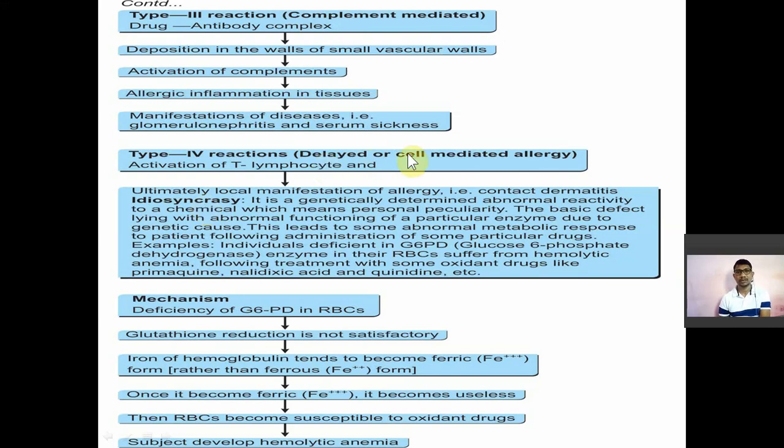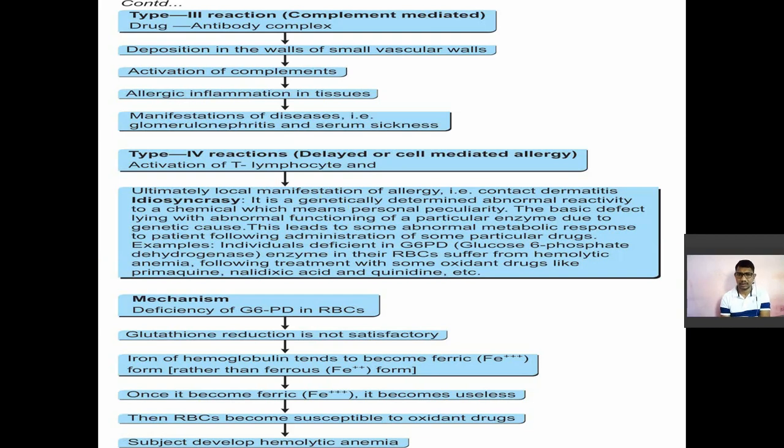Now type 4, they are known as a delayed or cell mediated allergy. Cell mediated means T cell or B cell lymphocytes, or MS derived lymphocytes. What happens in this? Drug will activate the T lymphocyte, and immediately local manifestations like allergy, contact dermatitis and idiosyncrasy. So it is genetically mediated. Type 4 allergic reactions are genetically mediated.